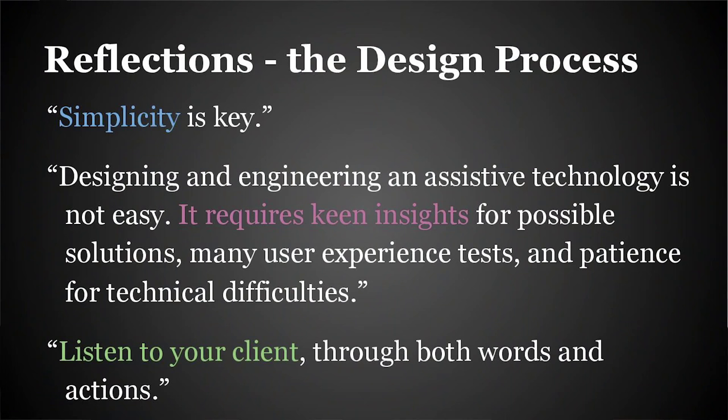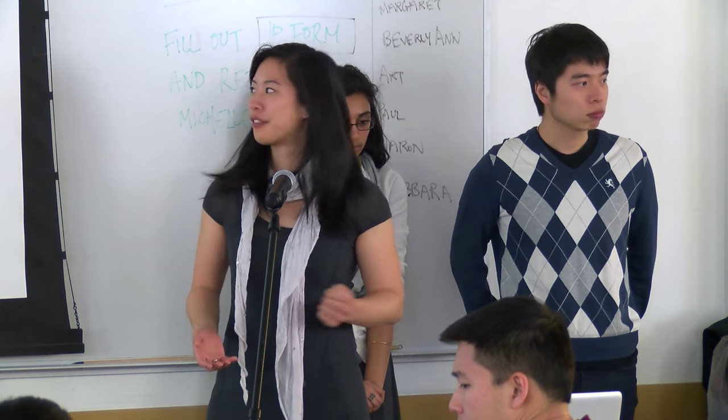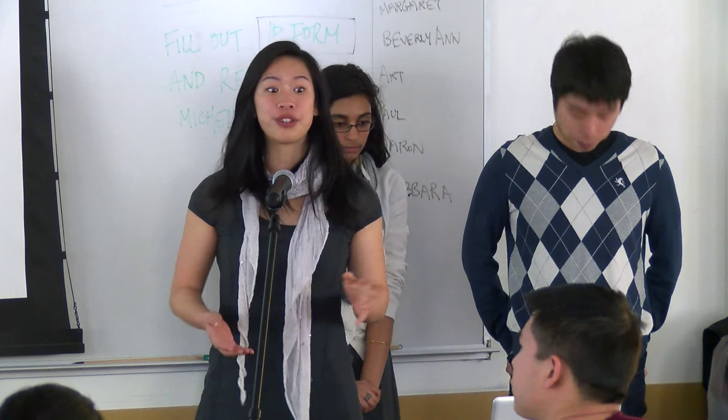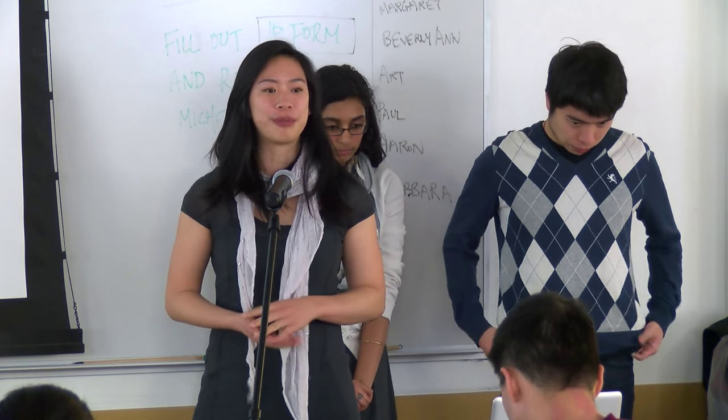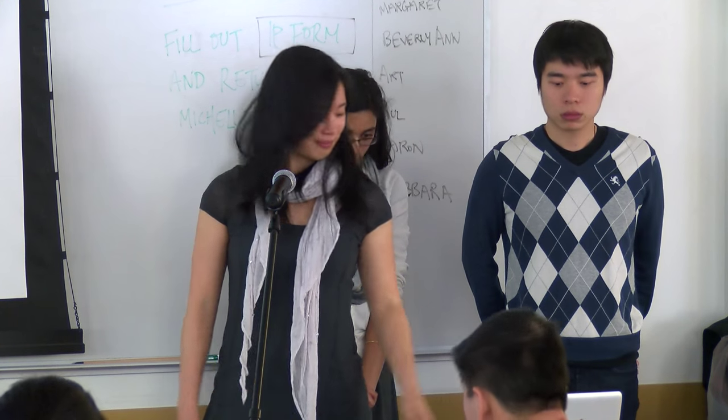Here are a couple of reflections that we had on the design process. One thing especially is that simplicity is key. I know this was something very emphasized in the class, and that's very true. Another thing is that in order to design something that your client can use in real life, it's very important to have multiple prototypes and to be able to deal with any technical difficulties that come up with the process. And of course, you always have to listen to who you're working with, because you're a partner in a team. It's not a customer-company sort of relationship.